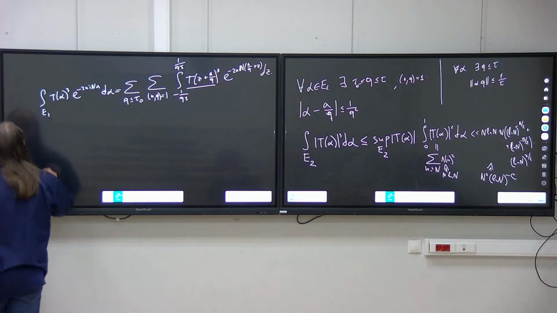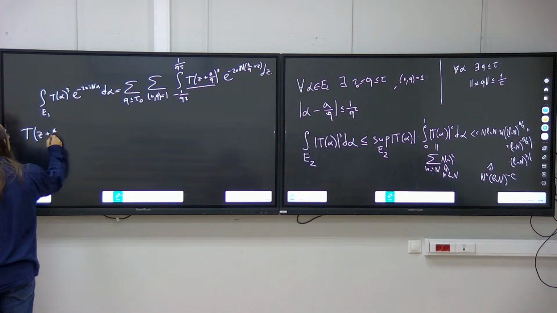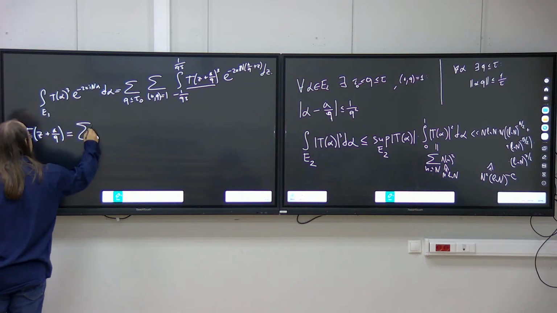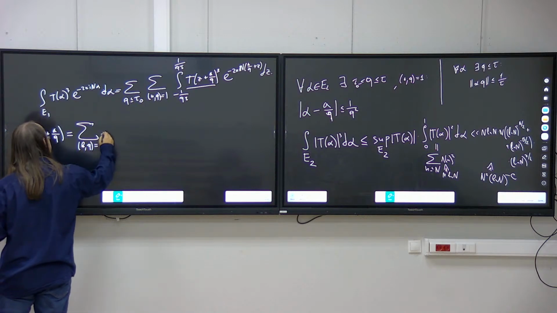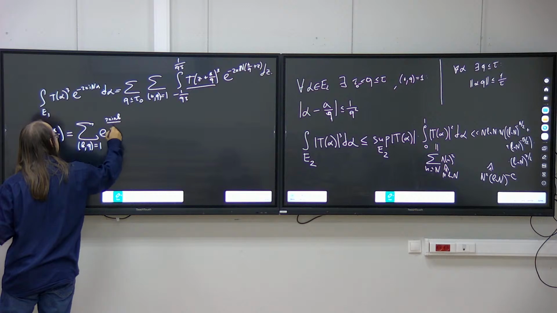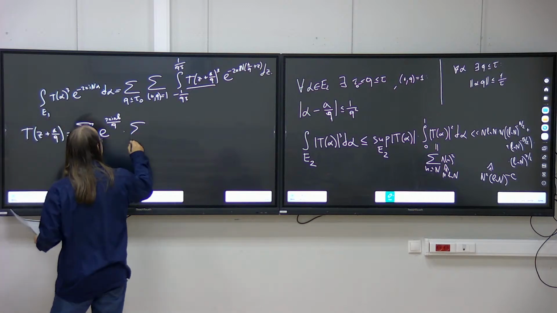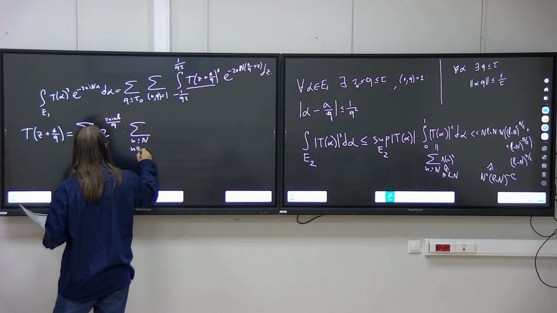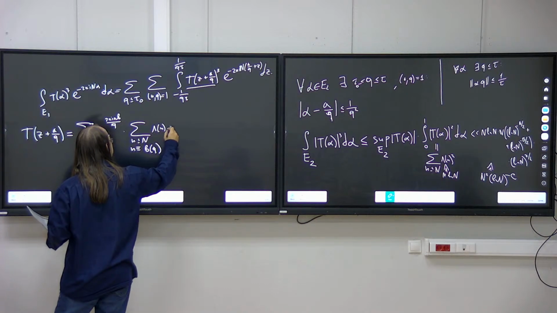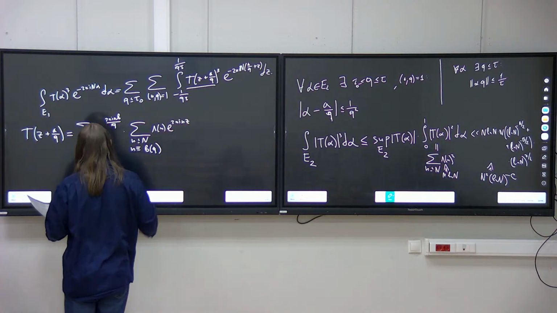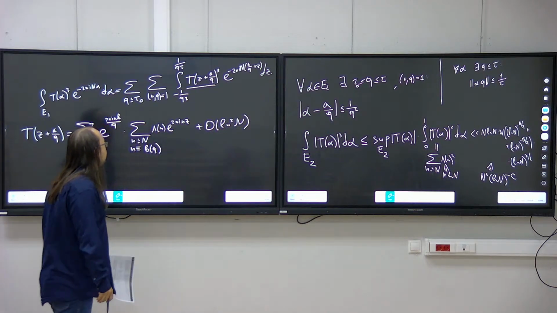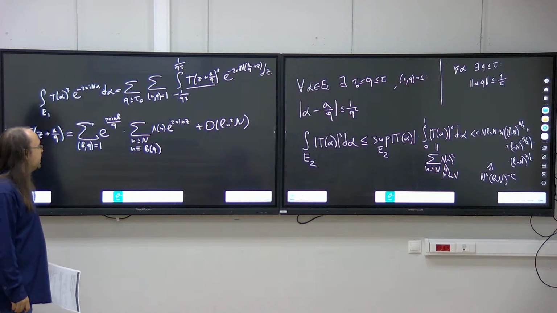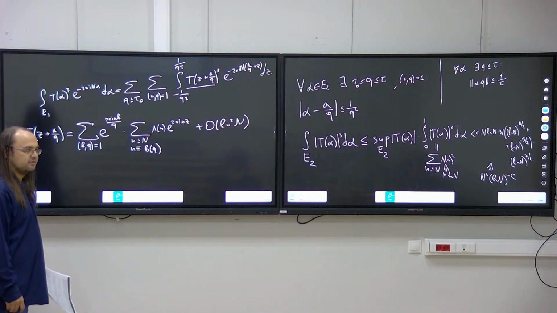And there is the following formula. T of z plus a over q is the sum over all b coprime to q of e to the power 2 pi i ab over q, multiplied by the sum over all n less than or equal to N, n congruent to b modulo q, of lambda of n e to the power 2 pi i n z, plus some small correction coming from n not coprime to q. Okay? Is this formula clear?